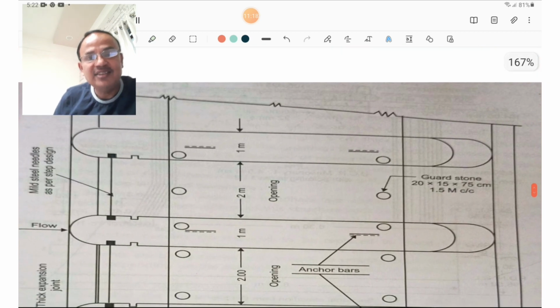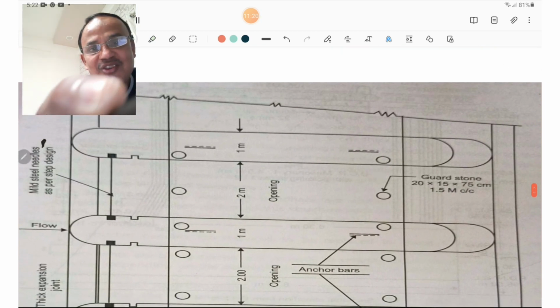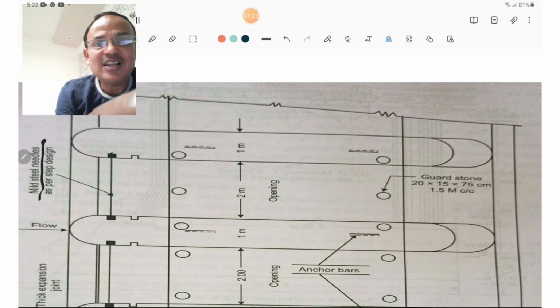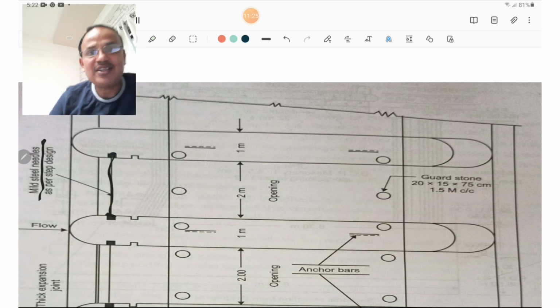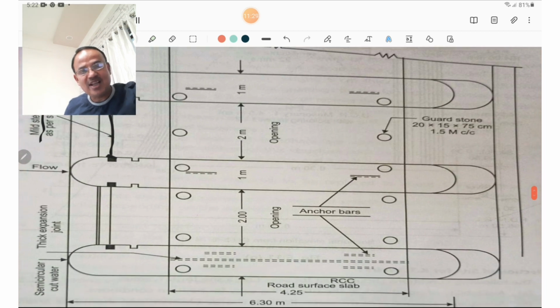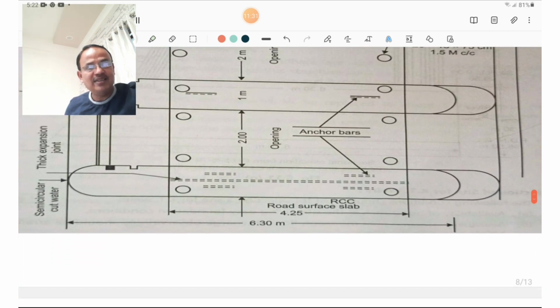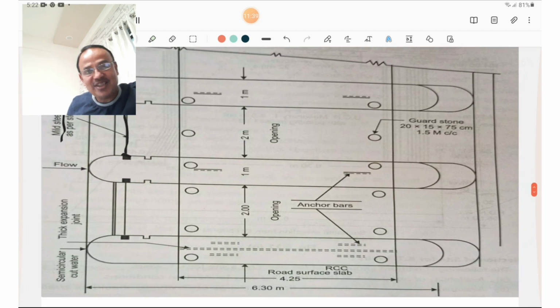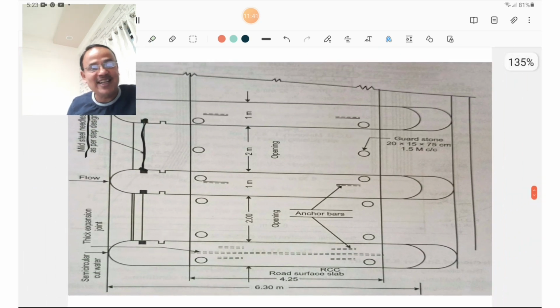In this figure, mild steel needles are shown. These are the mild steel needles which are placed in between the piers. The size is around 2 meter. And the roadway is provided at the top of the piers and abutments. The total width is around 6.30 to 7 meter. And such a type of weir is called a KT weir.